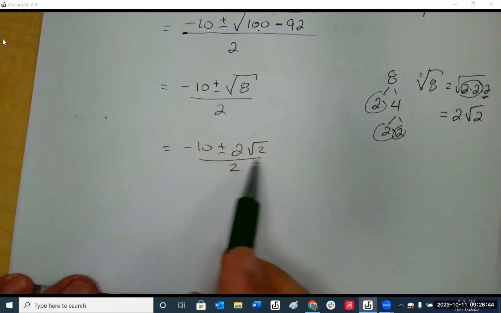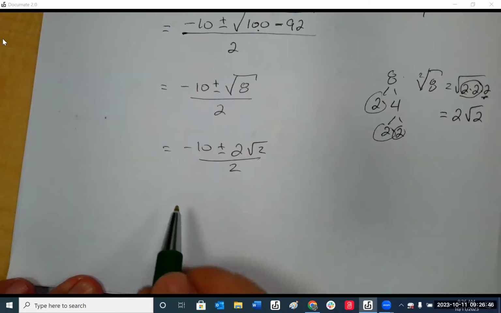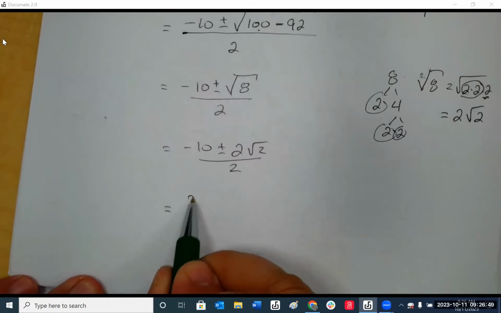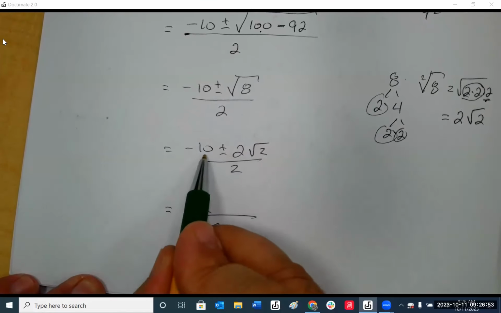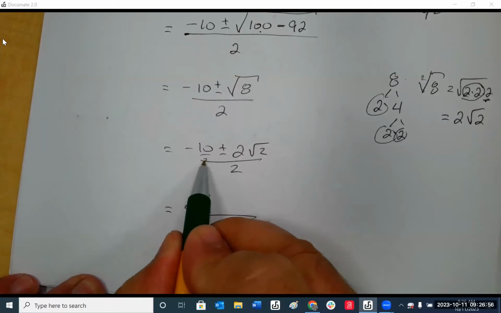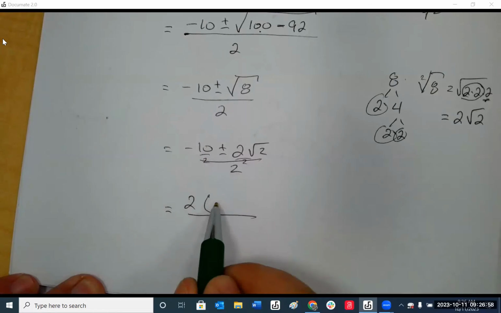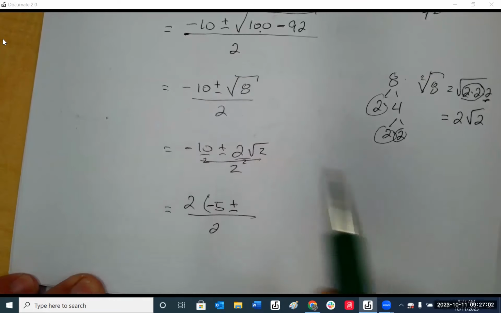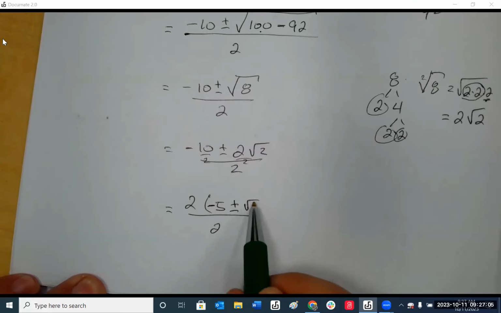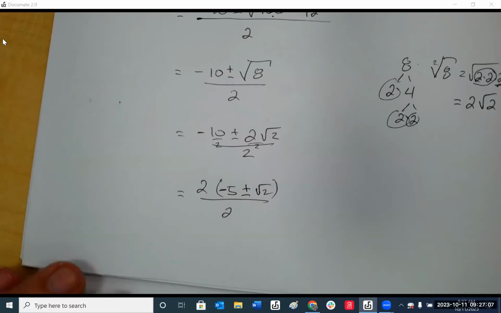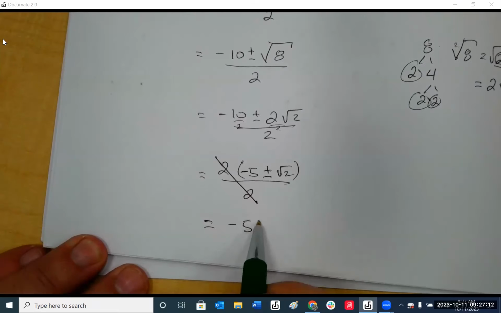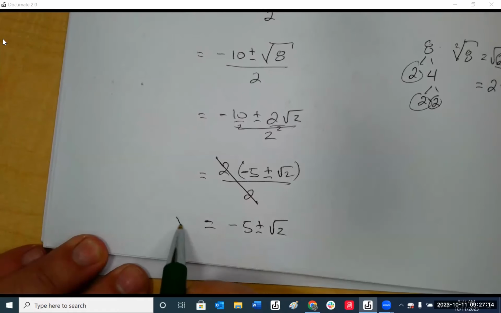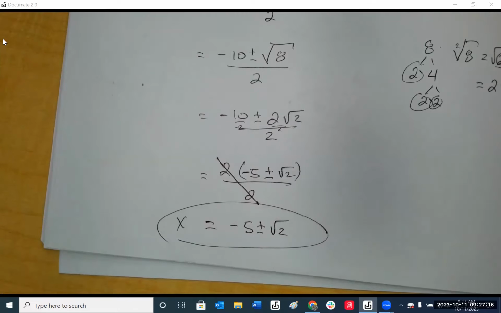Can anything factor out? Do we have anything the same on the top? They both have a 2. Remember, when we factor anything out, just divide by them. 10 divided by 2 is 5. It's negative 5. That's negative. Twos cancel, so we have the square root of 2. And that's what we got last time.